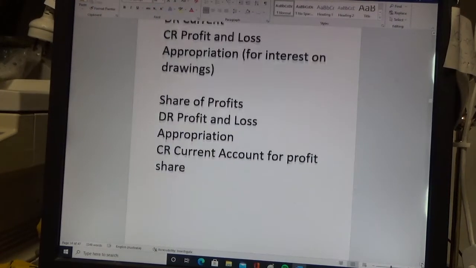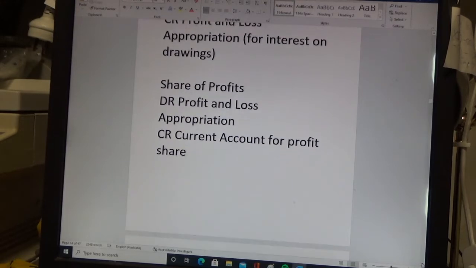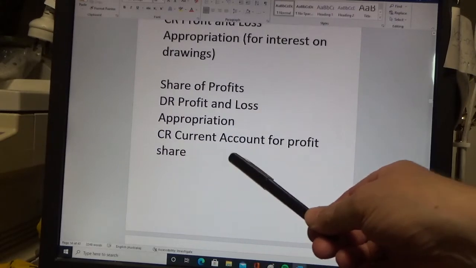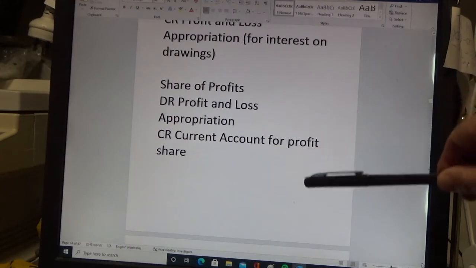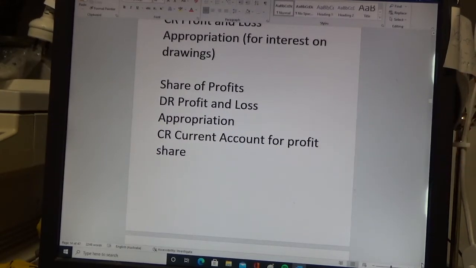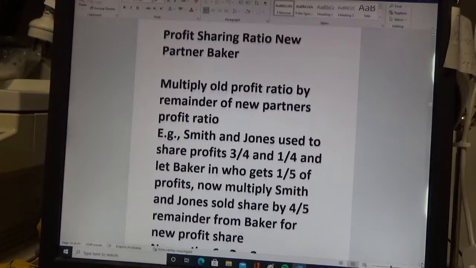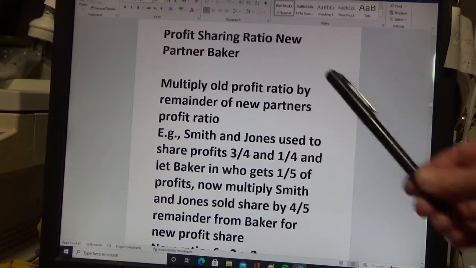And there's just one or two general journal entries which don't have P&L appropriation. Share of the profits: you debit profit and loss appropriation, credit the current account for the profit share, again listing each partner and the amount of profit they get. Profit is distributed according to the partnership agreement. Now I can get to a new concept. It's the profit sharing ratio for a new partner.